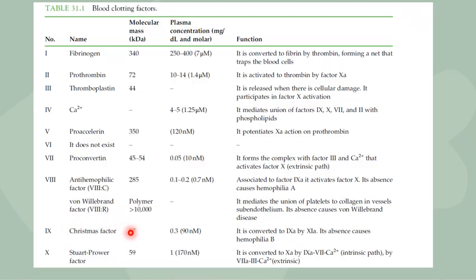Factor 10 is Stewart-Prower factor. It has a molecular weight of 59 kilodaltons. It is converted to activated factor 10 by the factor 9A, factor 8A, and calcium complex in the intrinsic pathway, and by factor 7A, factor 3, and calcium in the extrinsic pathway.